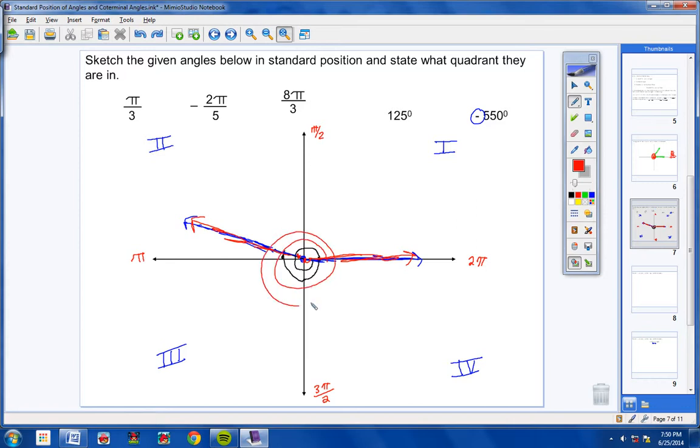And then also be able to find coterminal angles. All right, that's very, very important. I hope this has made sense to you.